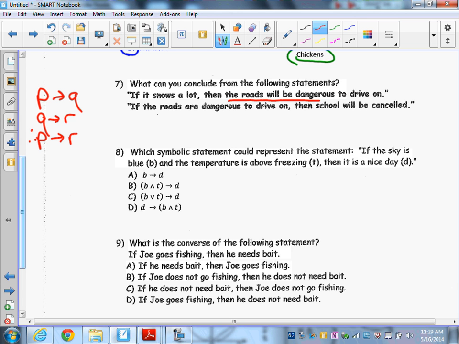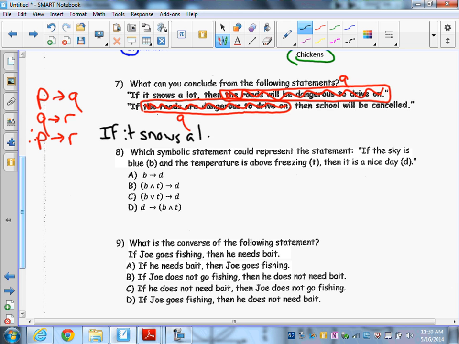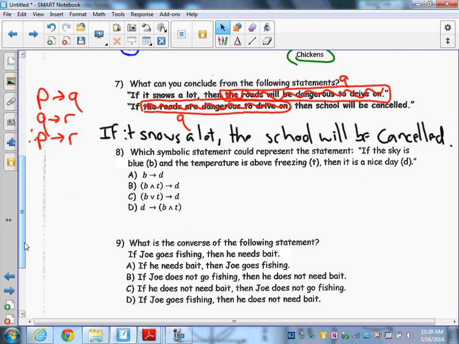So what we have here, we have the two same things here. This is our Q right here. So this is Q. So what we can do is kind of cut the middleman. We talked about this with our DirecTV commercials. So our final statement is, if it snows a lot, then school will be canceled. So that's the law of syllogism.